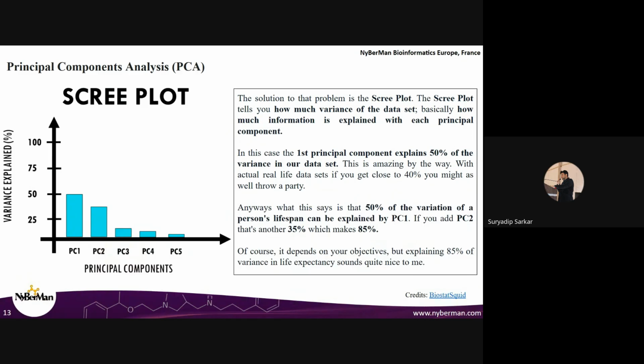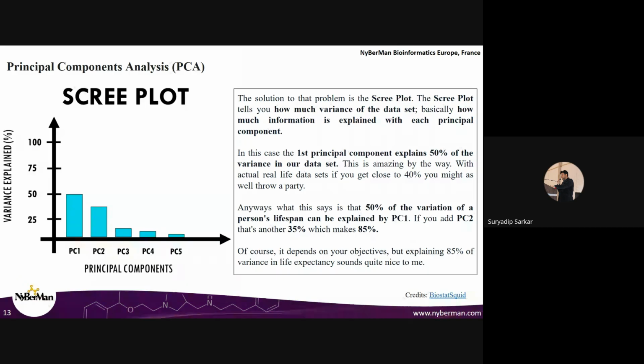Getting a PC1 which is greater than 40-45%, that is actually a blessing. In real life data sets, if you get anywhere close to 40% explained variance by the first principal component alone, that is absolutely amazing. We beg the data to do that, but most of the times it does not happen. So 50% is a good number. Obviously, the higher the better, but 50% is also a very good number.